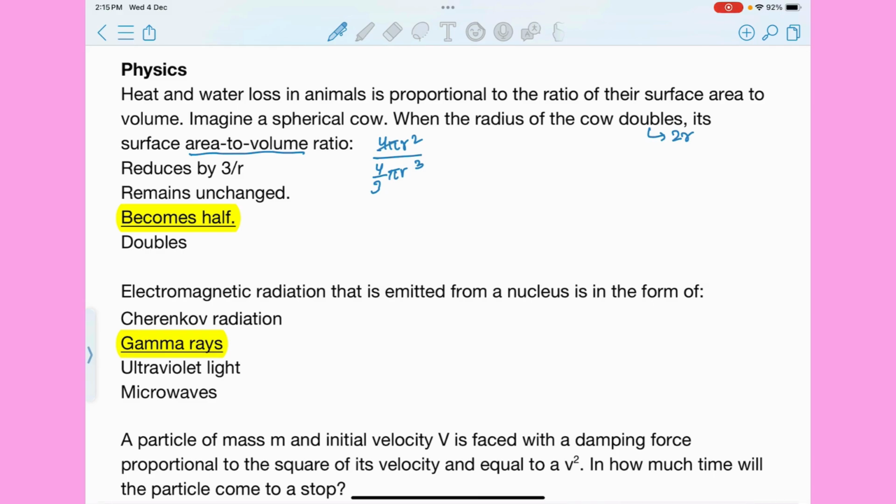This will be 4 pi, 4 pi is cancelled. This will become 3 upon r. So if we are doubling the radius, the new ratio will become 3 upon 2r, which comes to be 1 by 2. So the answer becomes half.